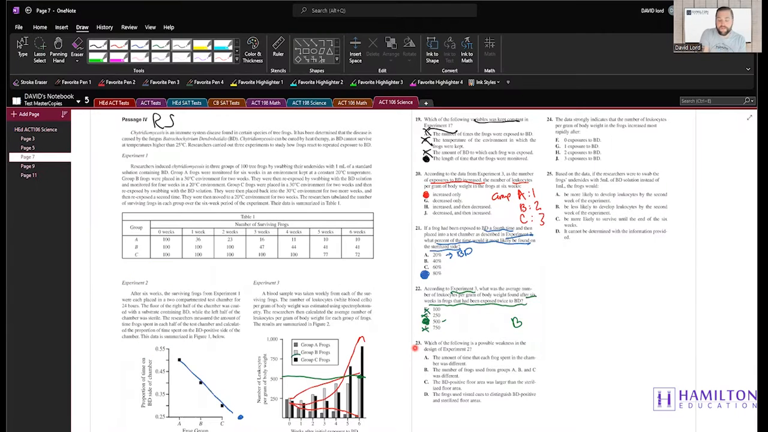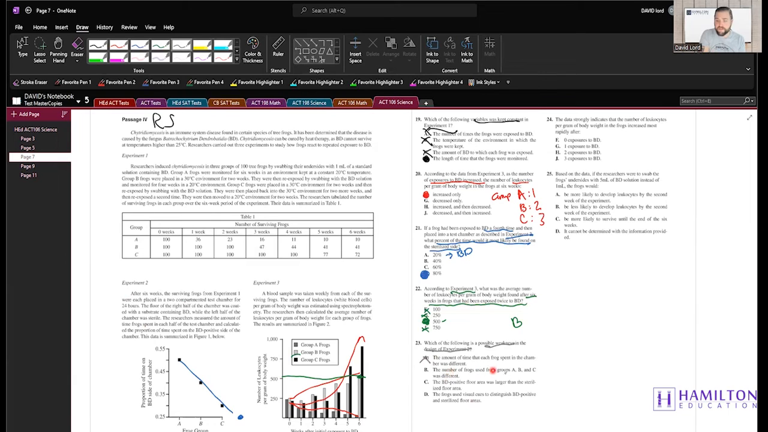Question number 23. Which was found as a possible weakness in the design of experiment 2? So weaknesses in experiments are usually defined as not controlling for some variable, or maybe looking at a smaller group, or looking at a subset. So let's see which one of these best matches it. The amount of time that each frog spent in the chamber was different. No, it said the surviving frogs from experiment 1 were placed in the compartment test chamber for 24 hours, and that's true for all of them. So that's not quite a weakness.